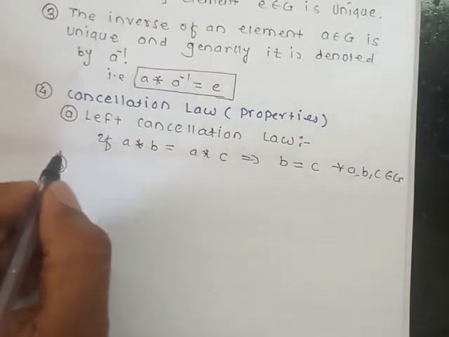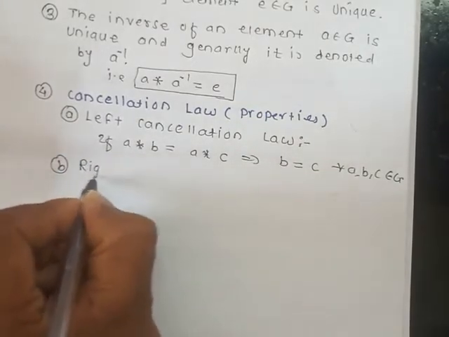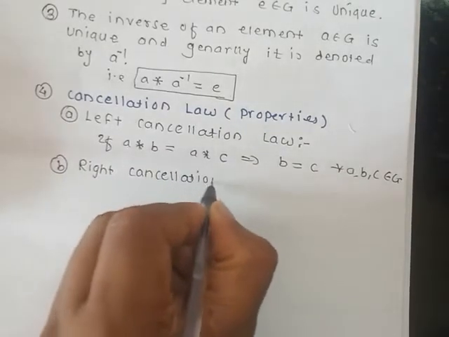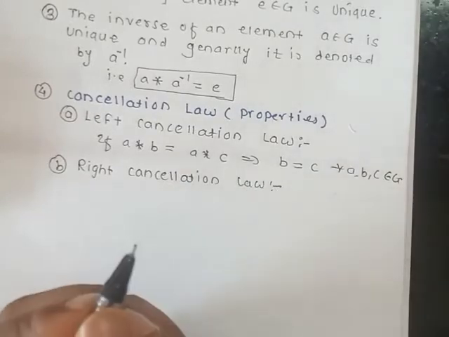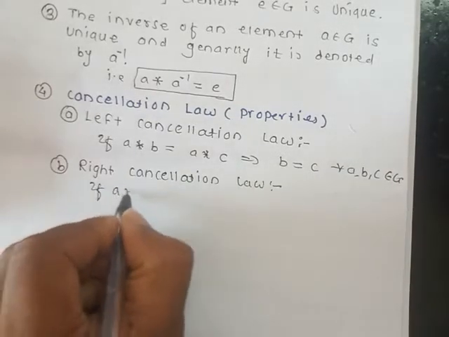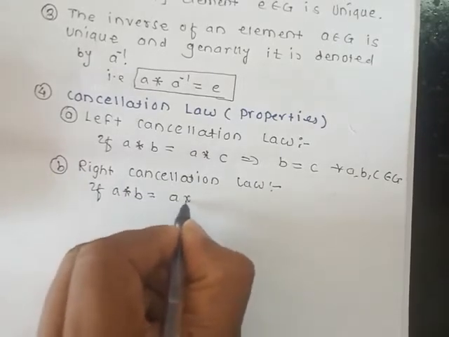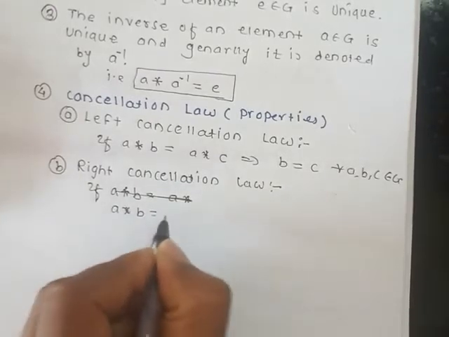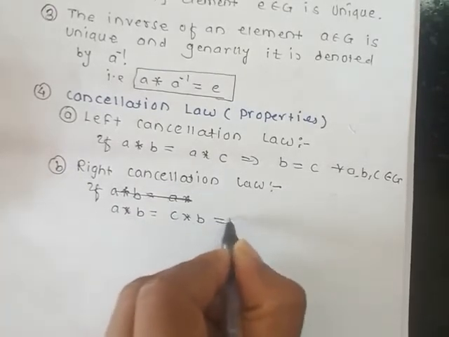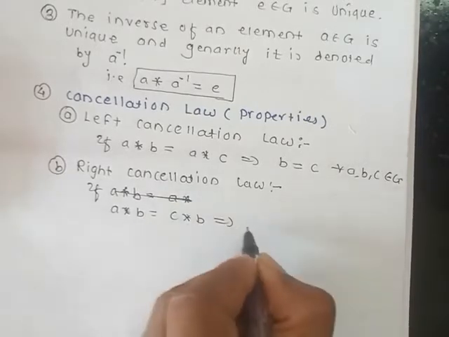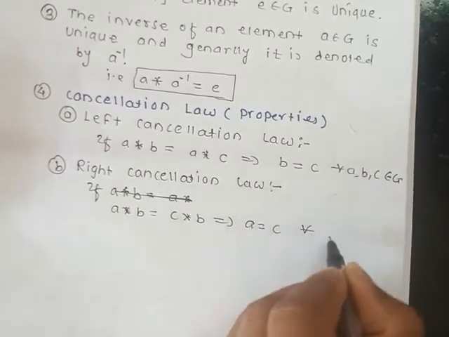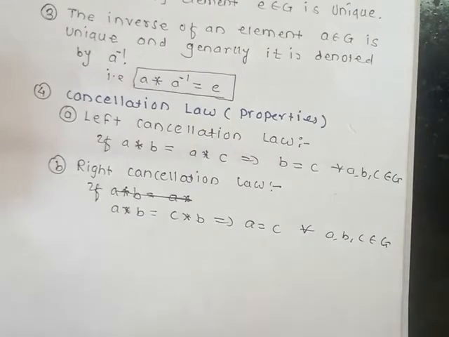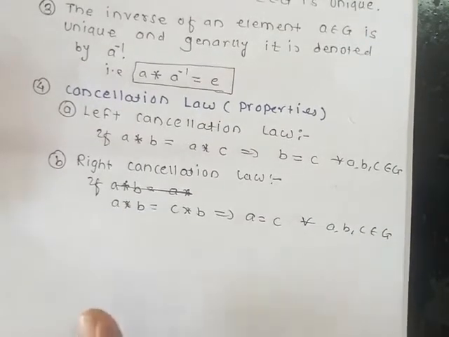Similarly, we have the right cancellation law also. If A star B is equal to C star B, this implies that B gets cancelled, which is equal to A is equal to C for all A, B, C belongs to G. This is called the right cancellation law.